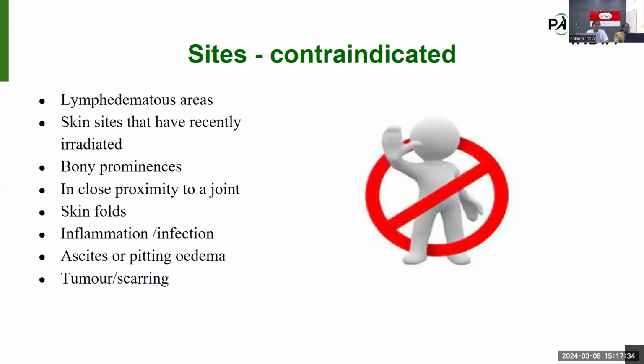Then skin sites that have been recently irradiated. Then we are not choosing bony prominence for subcutaneous infusion. And if the site is in close proximity to a joint, that we are not preferring. Then skin folds. And if the site has any inflammation or infection, that site also we are not preferring for subcutaneous infusion. Then if the patient has ascites or pitting edema, or there is a tumor or scarring. These are the sites contraindicated for subcutaneous infusion.